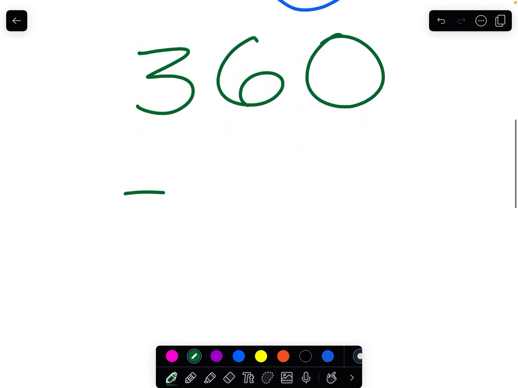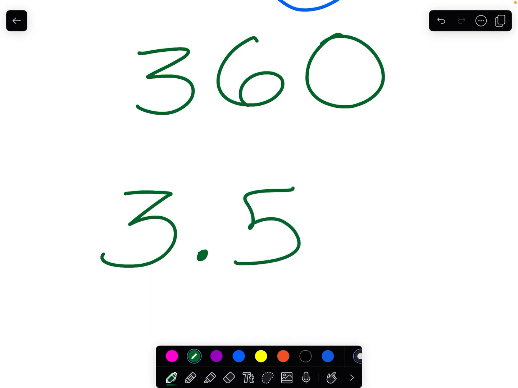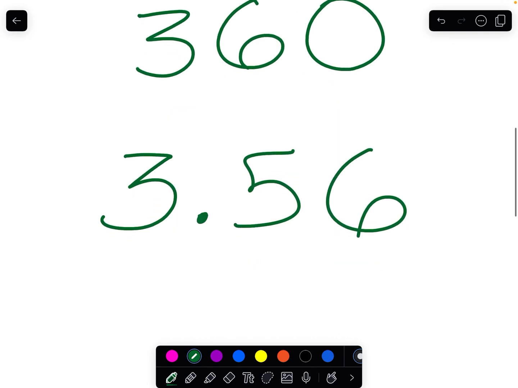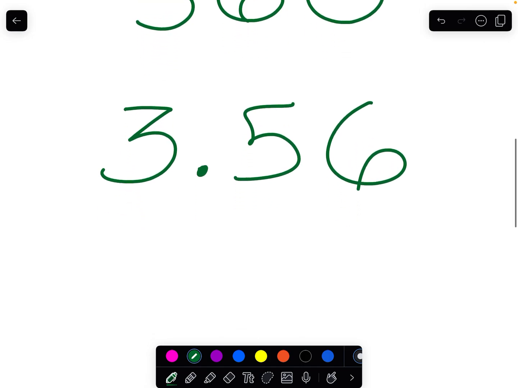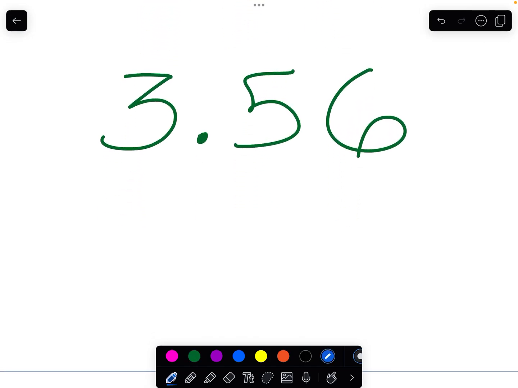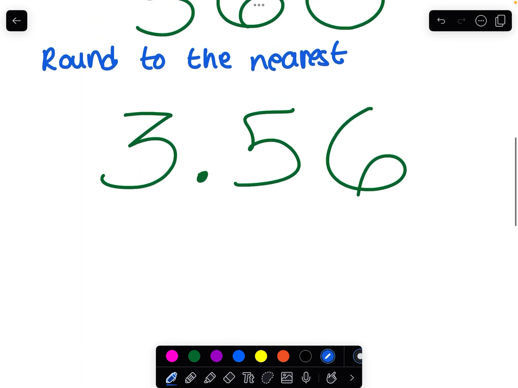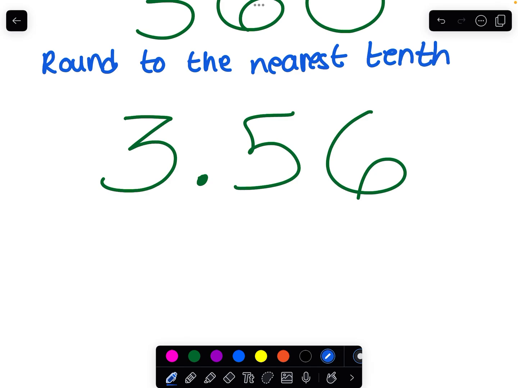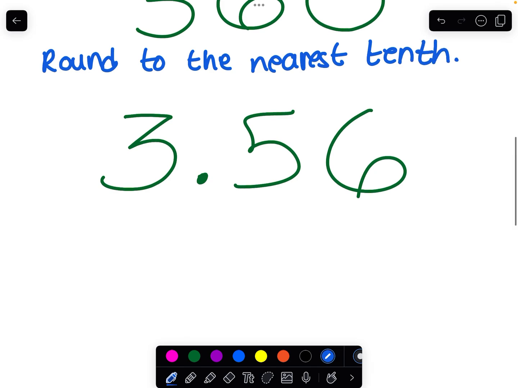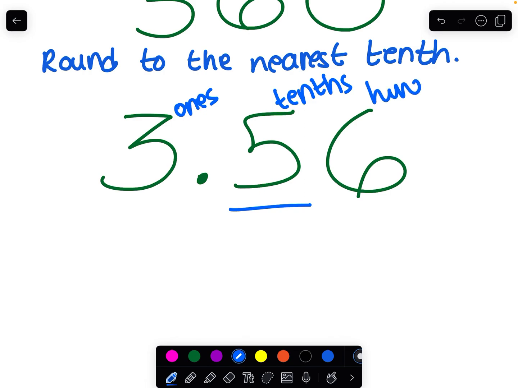However, now what if we have the number 3.56? Now we have a decimal point here. And let's say we're asked to round to the nearest tenth. How about that? Round to the nearest tenth. Well, we're going to look at the tenths place, which is right here. And just to review, we've got the ones here, we've got the tenths here, and we've got the hundredths here.